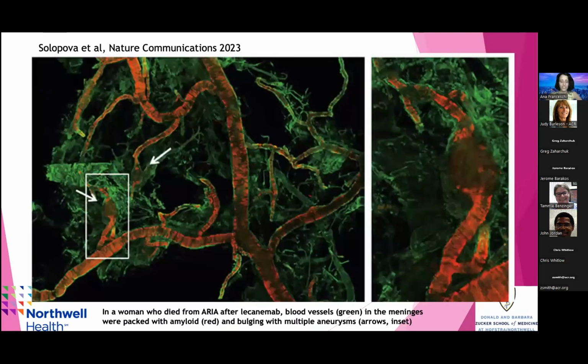And finally, just a word of caution. This is a histochemistry image from that same case from Nature Communications that Dr. Benzinga showed at the start of the talk. And you can see here, this is a patient who died from ARIA and was on Leqembi. And you can see the blood vessels in the meninges are full of amyloid with multiple aneurysms developed.